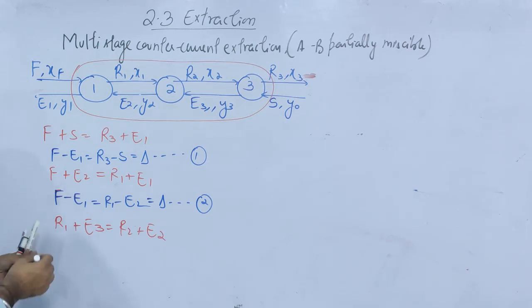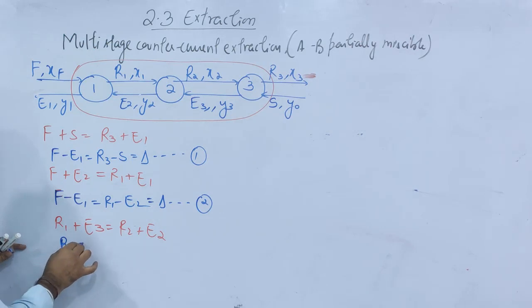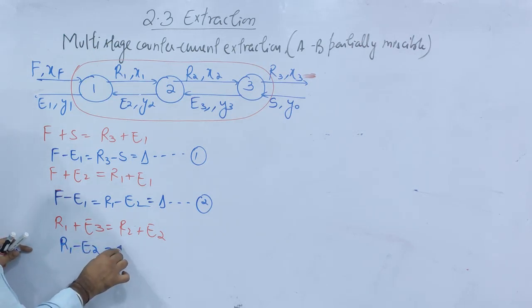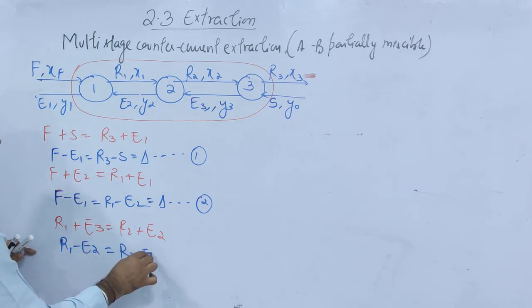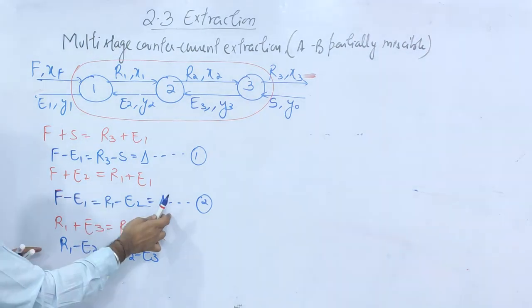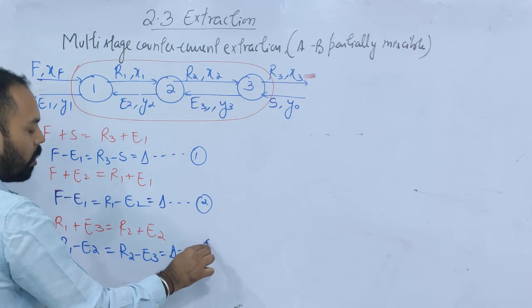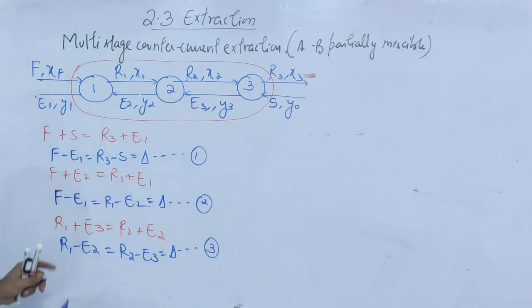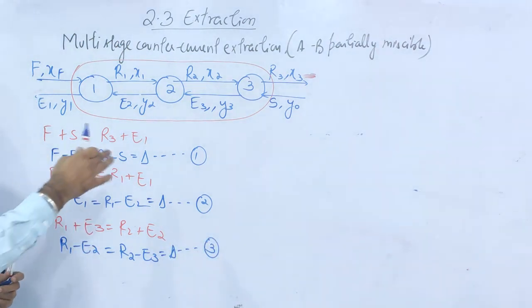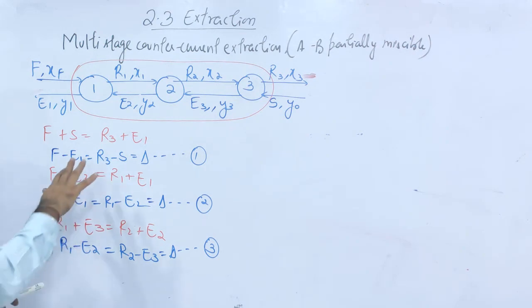Okay, and this can be written as R1 minus E2 is equal to R2 minus E3, because R1 minus E2 is equal to delta and R1 minus E2 is equal to R2 minus E3. This must be equal to delta, and let us call this equation 3, and so on. You can also write various equations for various individual stages. So why am I writing these two?